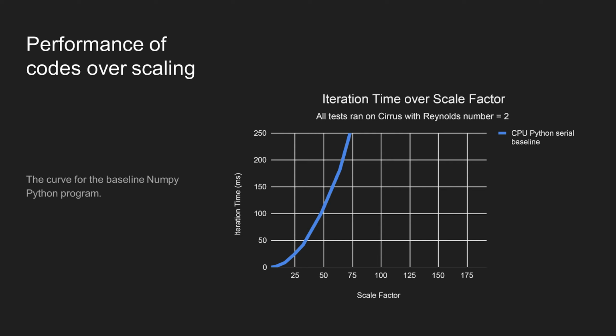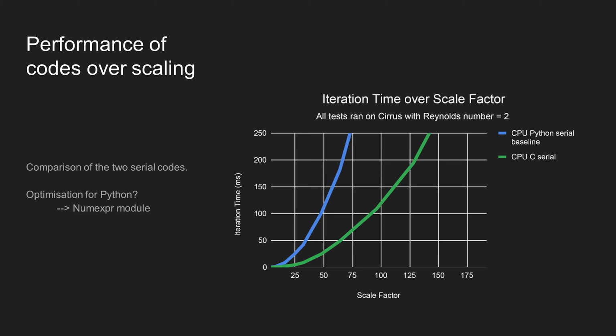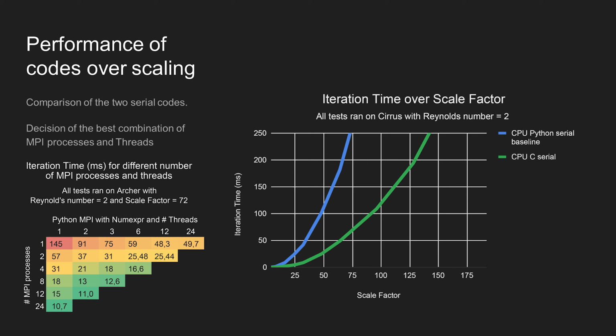The curve, representing the iteration time, becomes almost vertical for a relatively small scale factor. The C serial code is somewhat faster, but also not optimal. There is a Python module named numexpr, which turns out to make the calculations faster than the NumPy module. numexpr uses multi-threading internally, so before running the Python code in parallel, it is wise to examine which combination of MPI processes and threads per process is the most optimal.